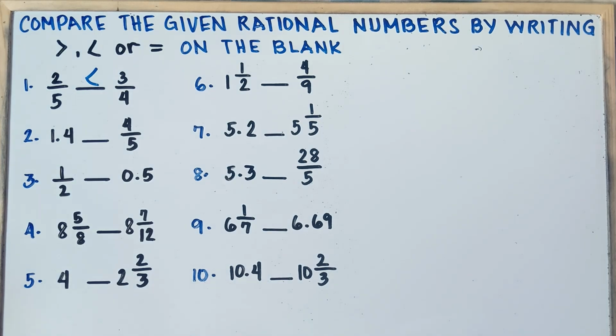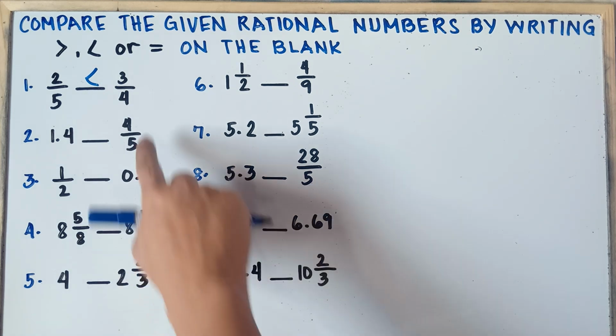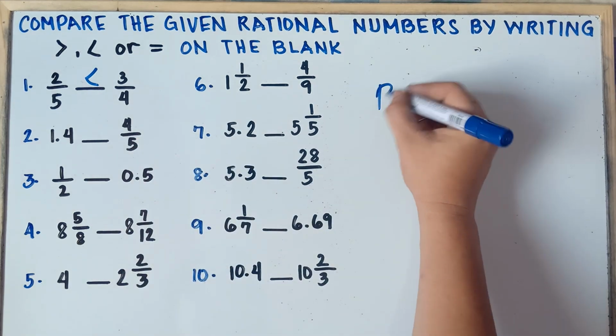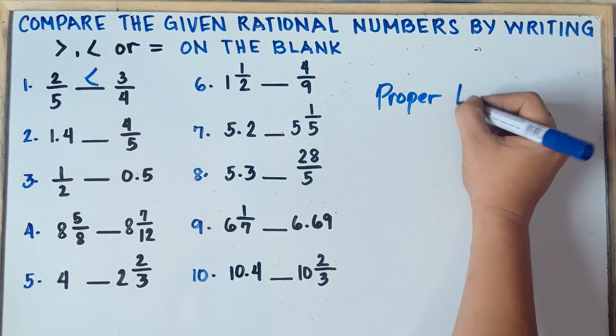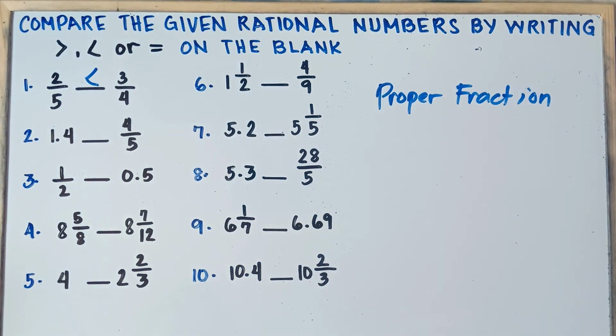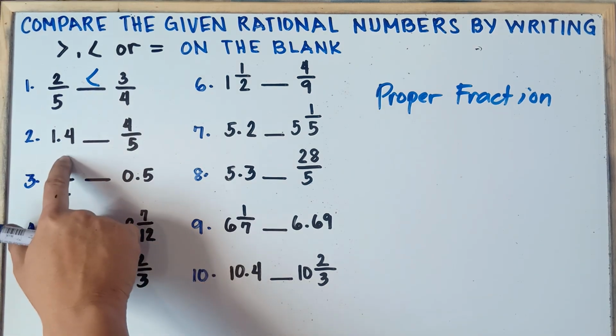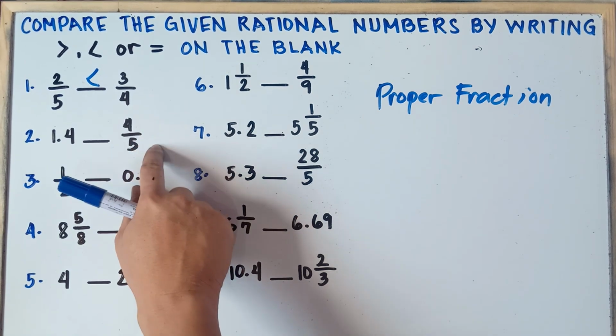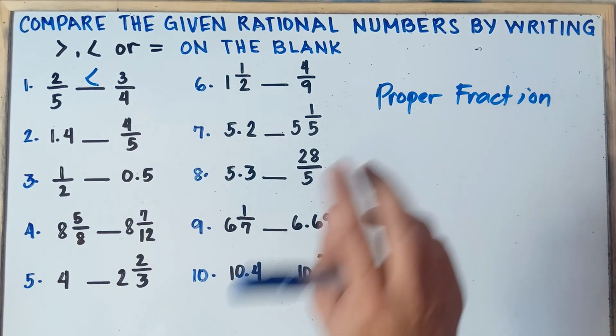Alright, so number 2, we have given 1.4 and a proper fraction. Once again, class, a proper fraction. The numerator is less than the denominator. Proper fraction. I hope you remember this one, class, during your elementary years. Numerator is less than the denominator. So therefore, of course, we know that 1.4 is greater than 4 over 5 because a proper fraction is just part of a whole.